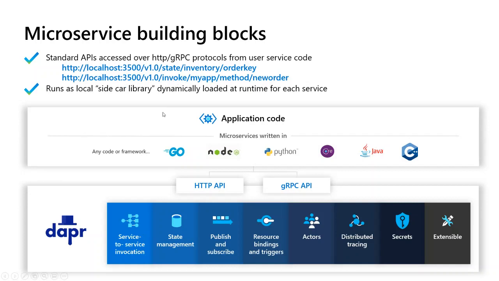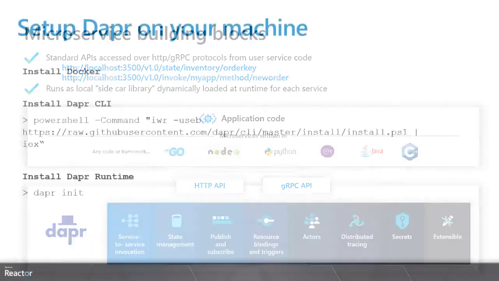I specified invoke, that means I'm using service to service invocation. So if my front end wants to communicate to any of these services, I can directly call localhost 3500 invoke, and this is my app name, the method, and the routing path. It will invoke my service, which should be running with a Dapr sidecar attached to that application.